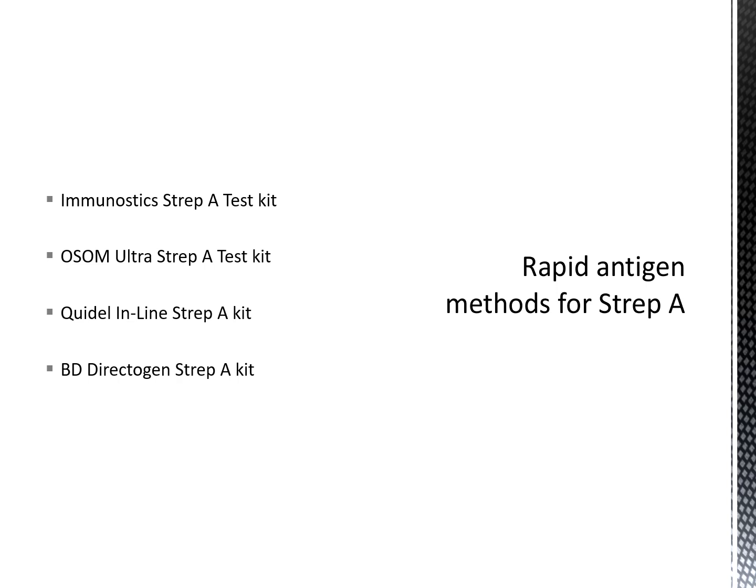There are a number of different rapid antigen kits available to test our patients for Strep A organism. Now, some of these kits all have basically the same principle. These are called the direct ELISA kits, and there are kits made by Immunostics, OSOM, Quidel, and BD Directogen, but pretty much the kits all have about the same principle. Here we are looking for the antigens from the Strep A organism, and if they're present, we can say our patient has Strep A. Now, these kits are only about 75% sensitive, so it's always best to culture in addition to doing the rapid A strep test.